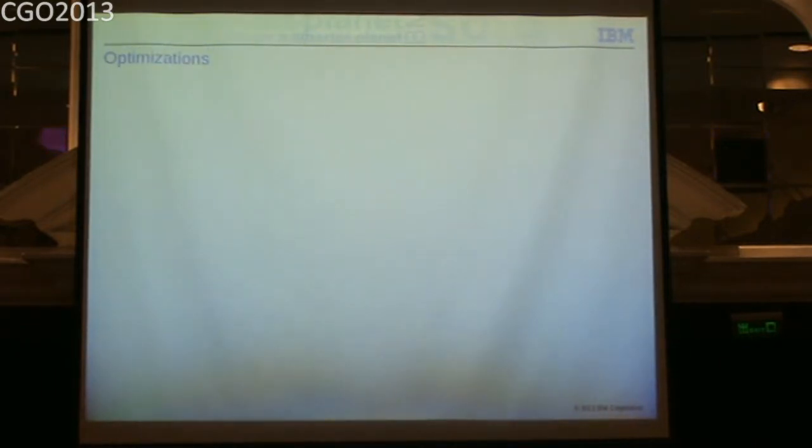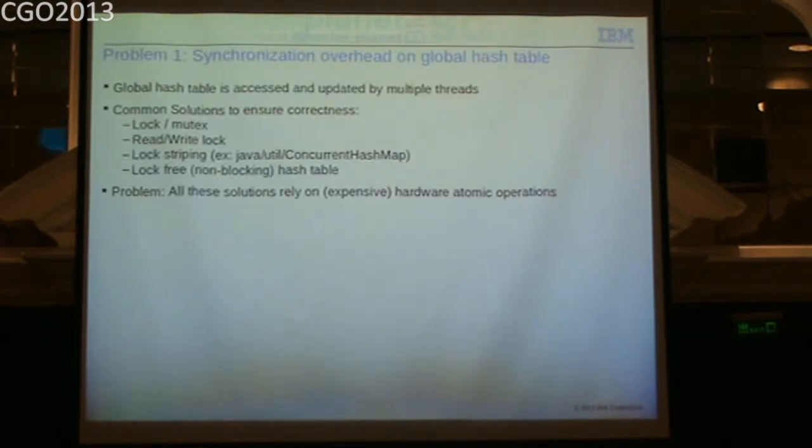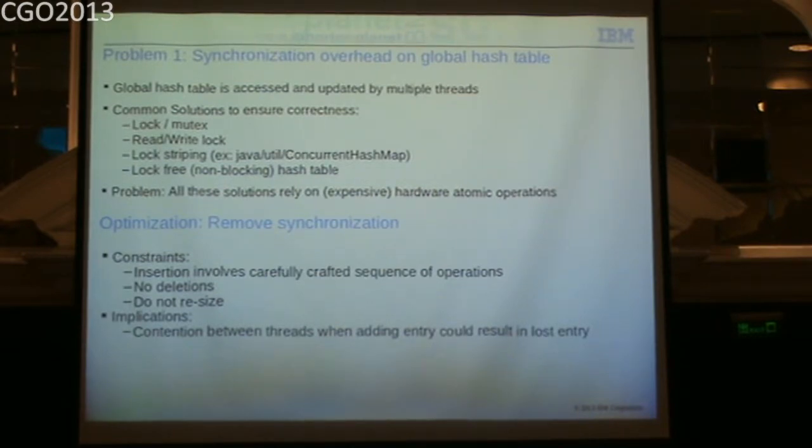So now let's get to some optimizations. The first problem we were looking to address was the synchronization overhead on the global hash table. The global hash table is a global data structure, so some form of synchronization was necessary. We tried initially a lock and then went on to try various solutions, but we found that the issue wasn't a contention issue. The issue was that all these solutions, including lock-free hash tables, use hardware atomic operations underneath. These operations were expensive and also increased path length. So our optimization was just to remove synchronization.